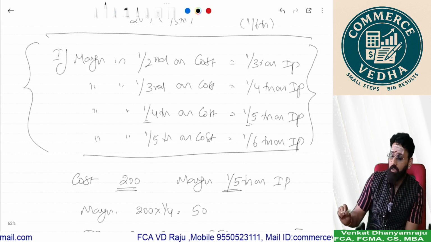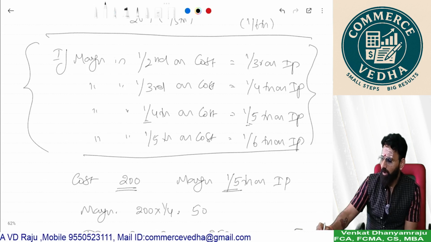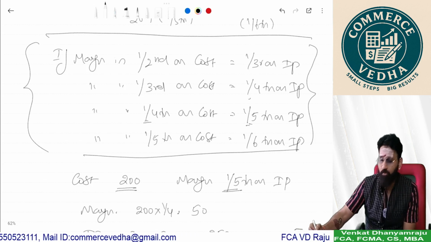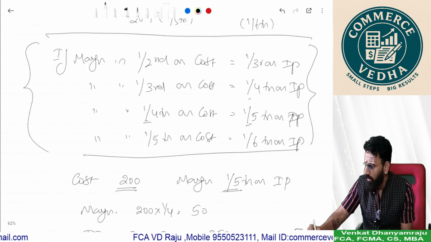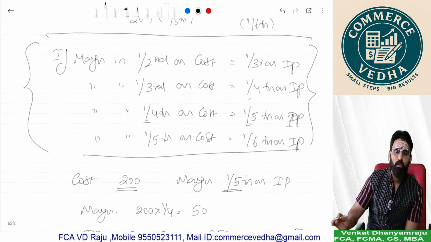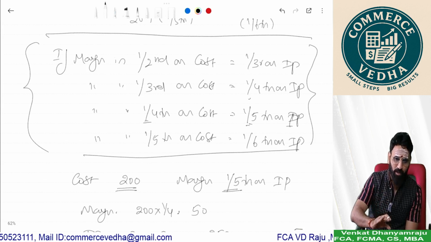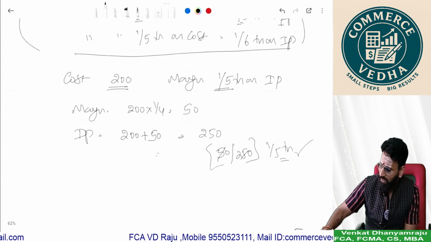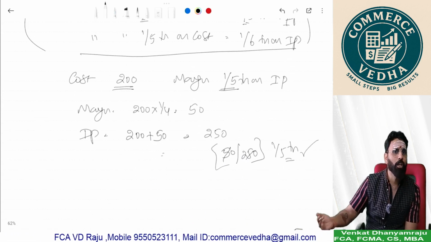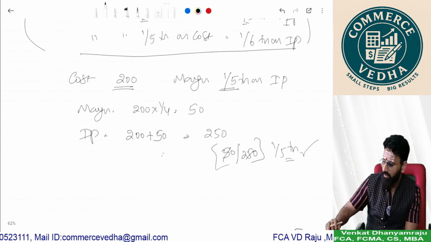If margin is given on cost as 1/3, then it is 1/4 on invoice price. If it is given as 1/5 on invoice price, then it is 1/4 on cost. Always remember this as a thumb rule for computing invoice price and cost price. Whether it is directly given, simple. If not, you can use this method. Right? So this is all about understanding the margin.